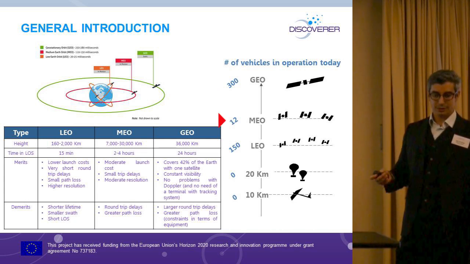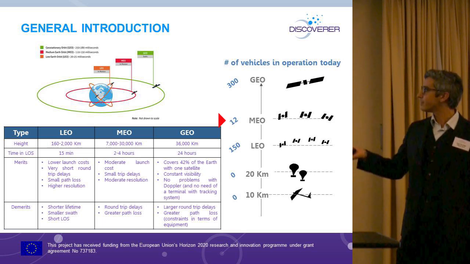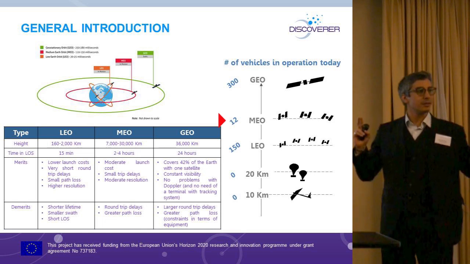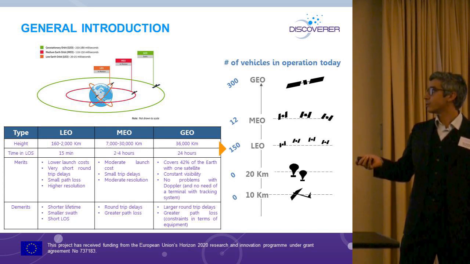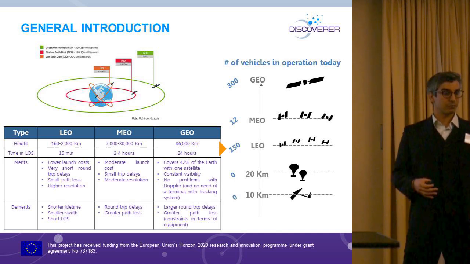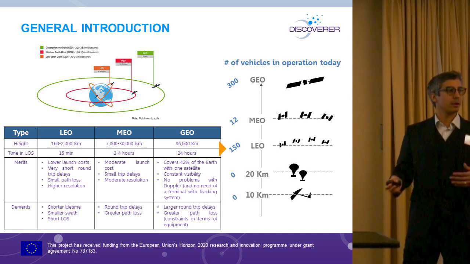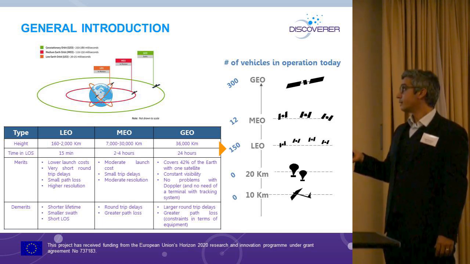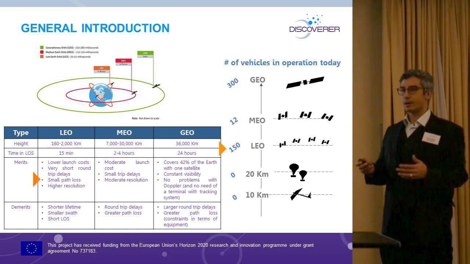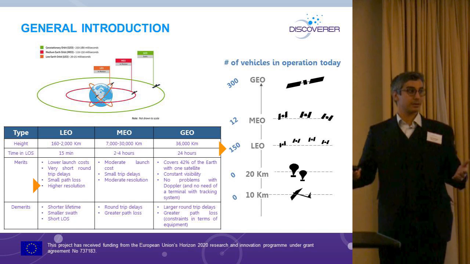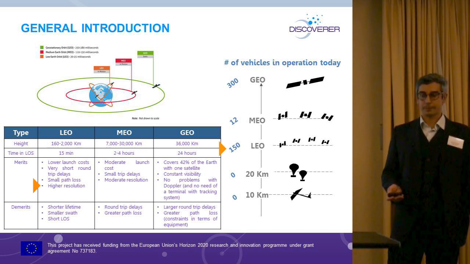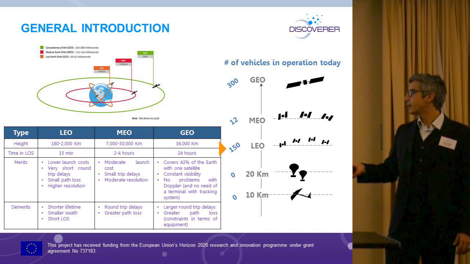In GEO you can have visibility of 24 hours. In MEO, this changes, and this visibility time is reduced to 2 to 4 hours. And in LEO, and when I say LEO, I'm talking about 600 kilometers to 1,000 kilometers, we can have a visibility time of around 15 minutes. In terms of merits by orbit, obviously we have lower launch costs, we have lower path loss in terms of communications, and we can have higher resolution, which is one of the major merits that we are looking for in DISCOVERER. So these are pros of LEO.